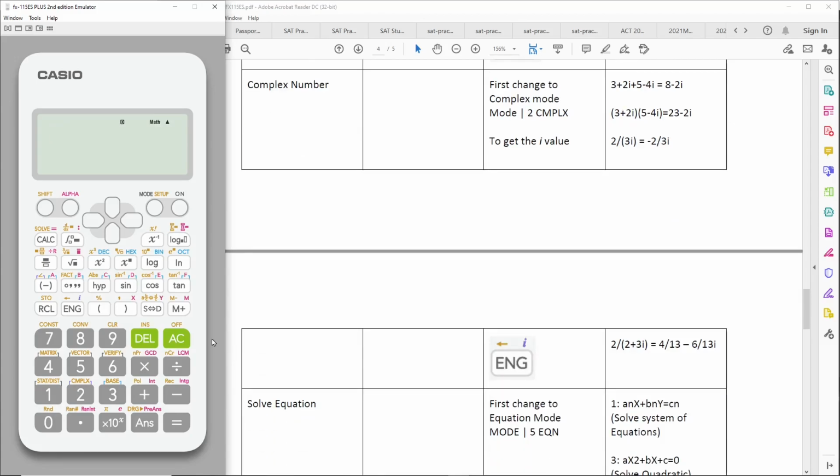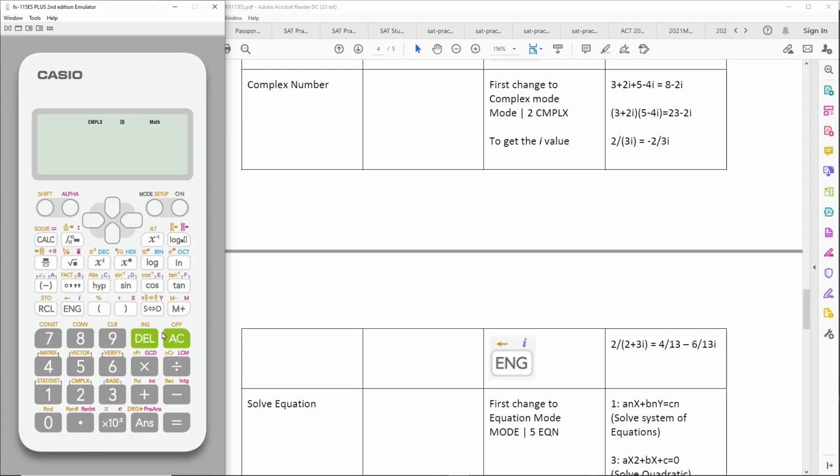And we can also deal with complex numbers. So we want to change our mode to complex. So we go to mode, option 2 is for complex numbers. You can see you're in the mode right here with complex. You see i is our complex number, and all you've got to do is press the ENG button to get that.